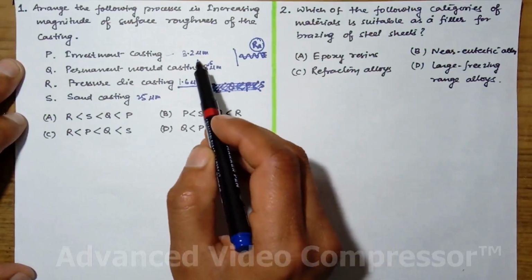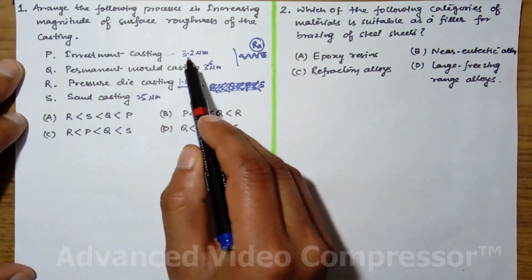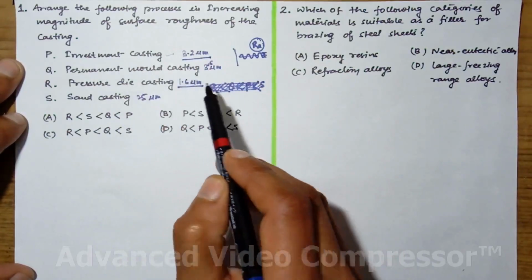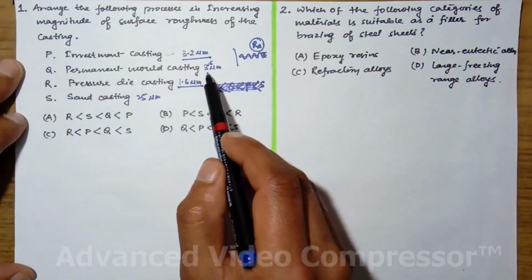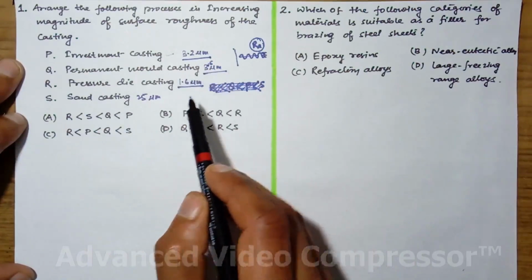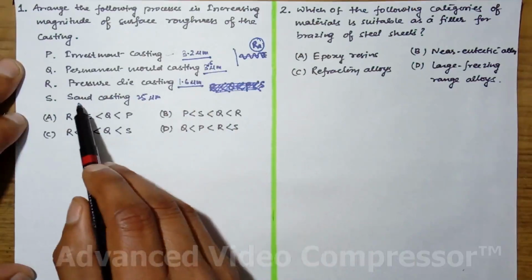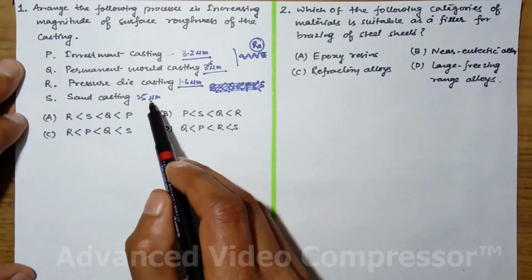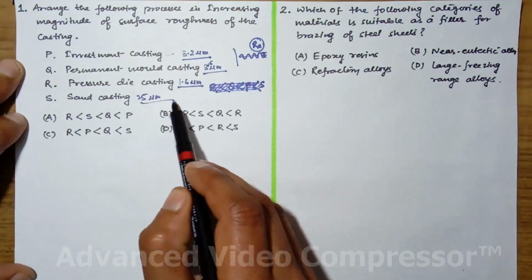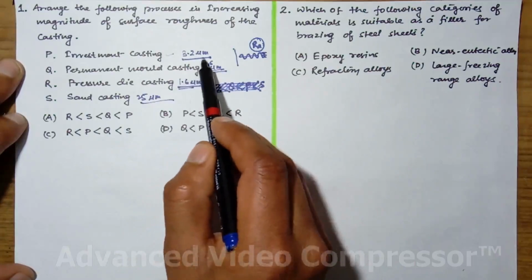If you see, the surface roughness of investment casting is around 3.2 micrometer. Permanent mold casting has 3.6 micrometer. Pressure die casting has 1.6 micrometer. And sand casting has 25 micrometer. These values I have taken from literature.